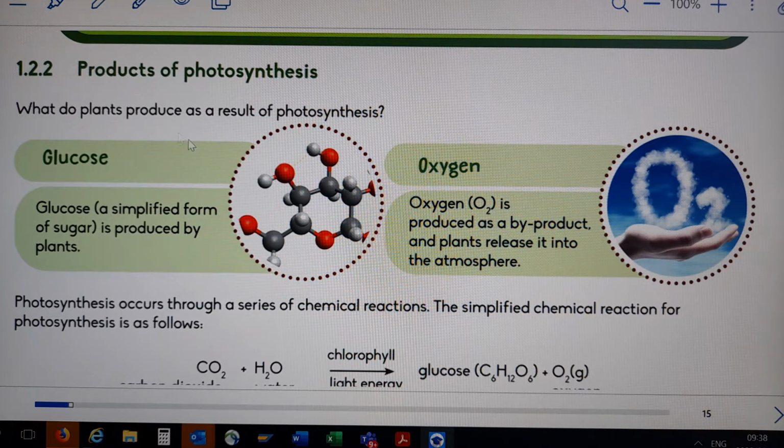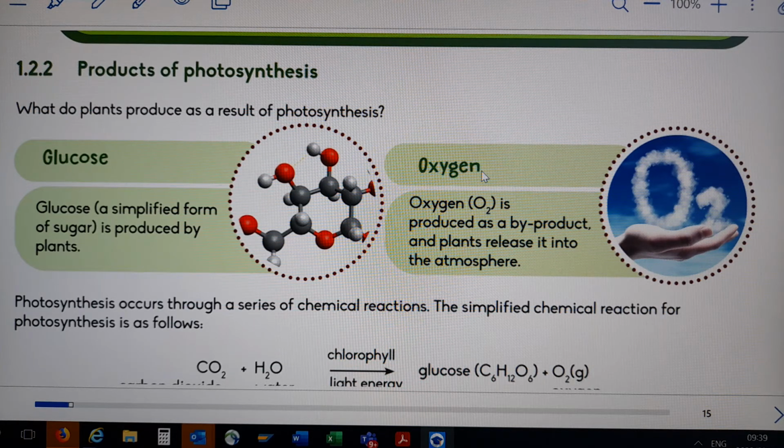Now let's look in detail into the products of photosynthesis. What do plants produce as a result of photosynthesis? So if photosynthesis happens, what do we get? Number one, we get glucose, which is our starch or food. Sometimes they even call it sugar. Glucose is a simplified form of sugar and is produced by plants.